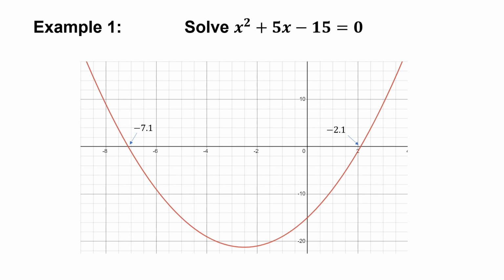Another thing we can do here that helps visualize this is if we plot the graph of x squared plus 5x minus 15, then these values that we've worked out are going to be where we cross the x-axis. So we can see here we've got minus 7.1. Yep, it looks like it crosses at minus 7.1, and I've written minus 2.1, that is meant to be 2.1. So we can see that it crosses where it should cross.